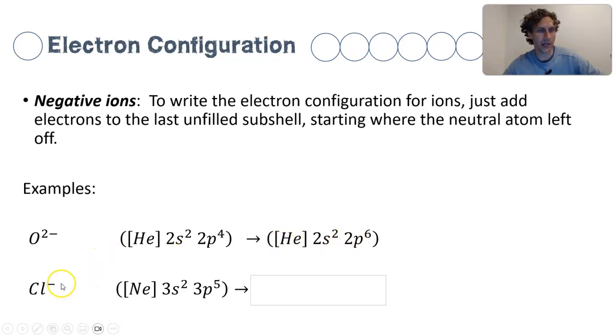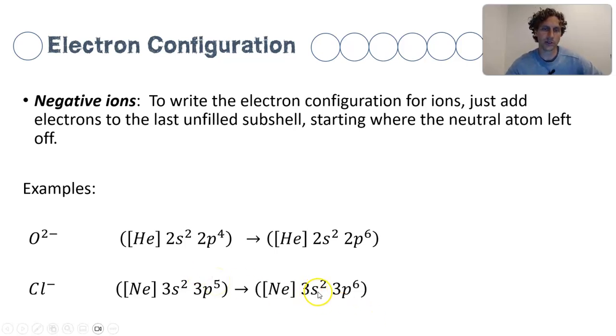What about Cl negative 1, chlorine ion? So this here is chlorine, but it's going to gain 1 electron. Where will that go? You guessed it. It's going to fill up the p orbital. Boom. 3s2, 3p6. Okay, so here's chlorine, neon, and then 3s2, 3p5, and it becomes neon 3s2, 3p6. Okay, hopefully that makes sense.